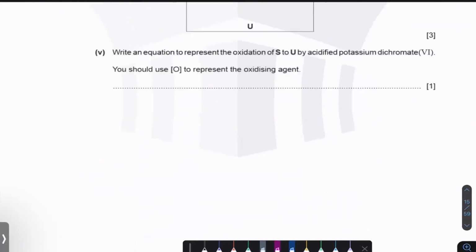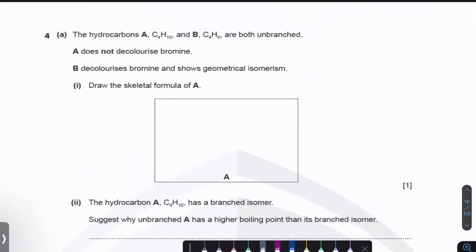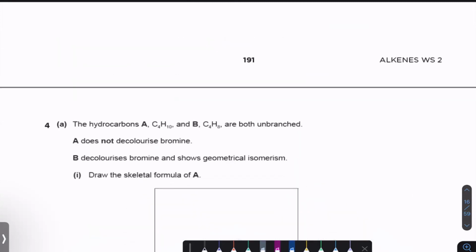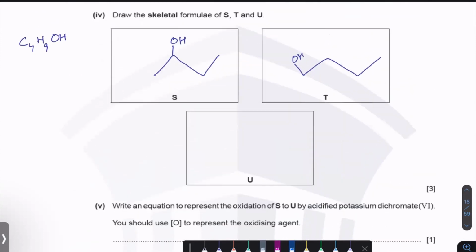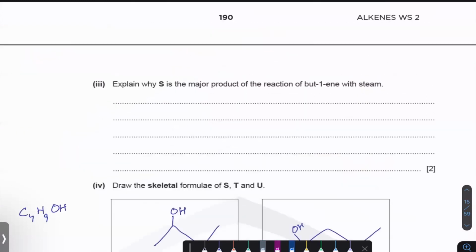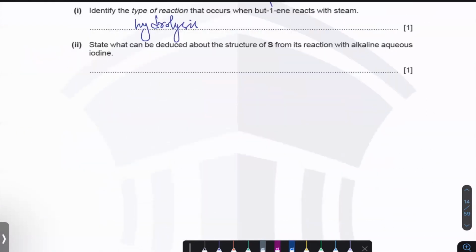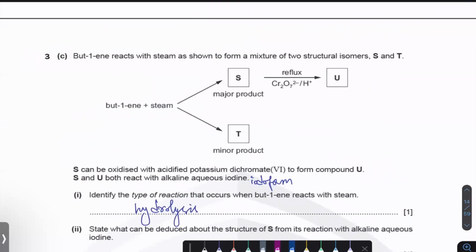We'll leave this question. All right, let's look at this question. The hydrocarbons A and B are both unbranched. Yes. In the previous isomer question, can't we change the position of the functional OH group? Because we know that they're both made by hydrolysis of alkene, we know that they have to be alcohol.